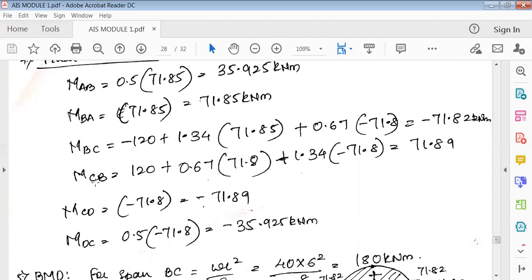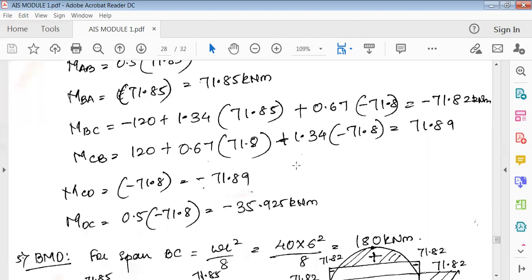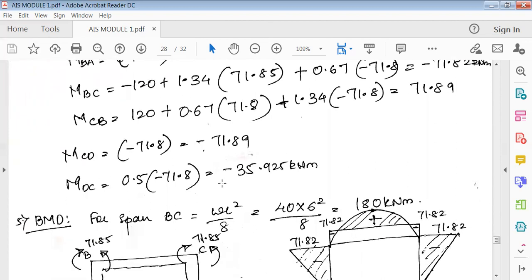Okay, similarly MCB and MCD also should be equal and opposite. So it is 71, here it is a positive answer, here it is a negative answer. Okay, then whatever you've done is right. This is like a check for y'all. And then MDC, okay, so it is a minus 35.